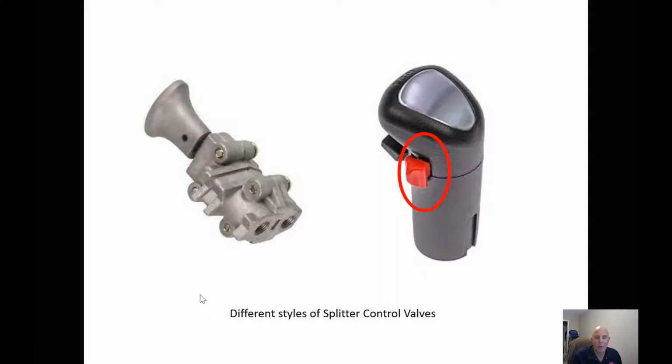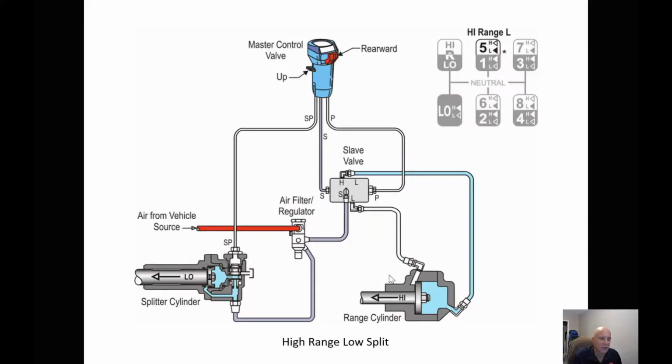Okay, now if we take a look at the splitter, older vehicles use this type of splitter, and it's usually located on the front of the shift lever. This type is incorporated into the handle itself. So if we take a look at a system that's got a high-low range with a splitter on it, same thing is our filter regulator. One side goes out to our splitter.